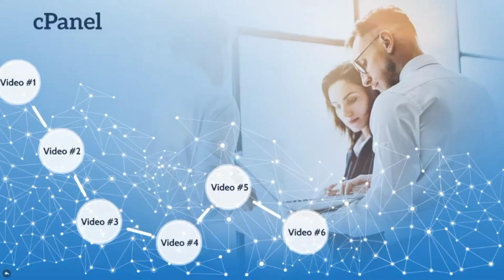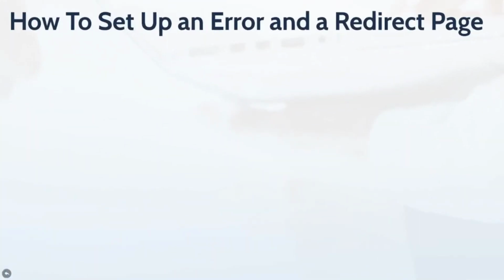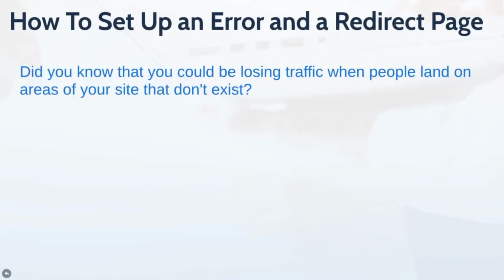Welcome to video number 6, and in this particular video we're going to talk about how to set up an error and redirect page. Did you know that you could be losing traffic when people land on certain areas of your website that don't exist? In other words, over the time and over the years of maintaining your website, you'll have pages and elements, videos, zip files, whatever, that will disappear on your website. And what will happen over the years is they will be indexed by Google, and if somebody clicks on that through Google and they come to your website, it will lead to what we call a 404 error page.